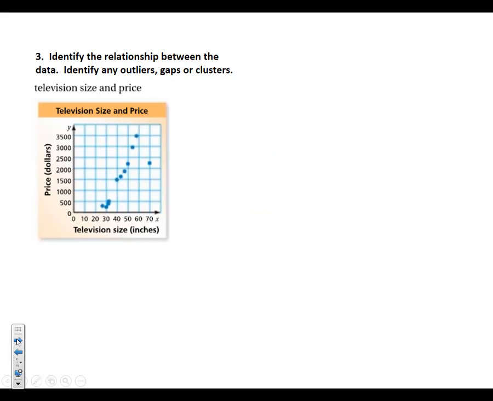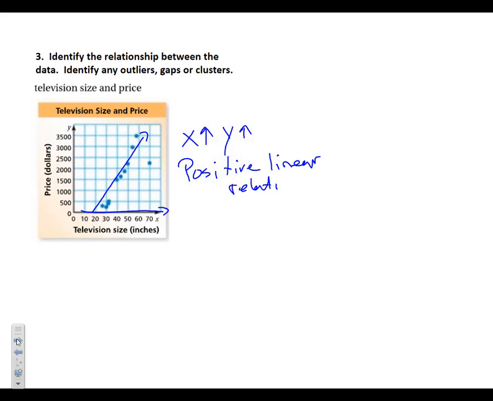Our next one is television size and price. So it's saying, hey, as the size of the television increases, as x increases, what's happening? As x is increasing, what's happening to y? And again, it looks like y is increasing. So again, we'd call this a positive linear relationship. And I'm sorry about my spelling there, but that's what it is. Positive linear relationship, ladies and gentlemen.